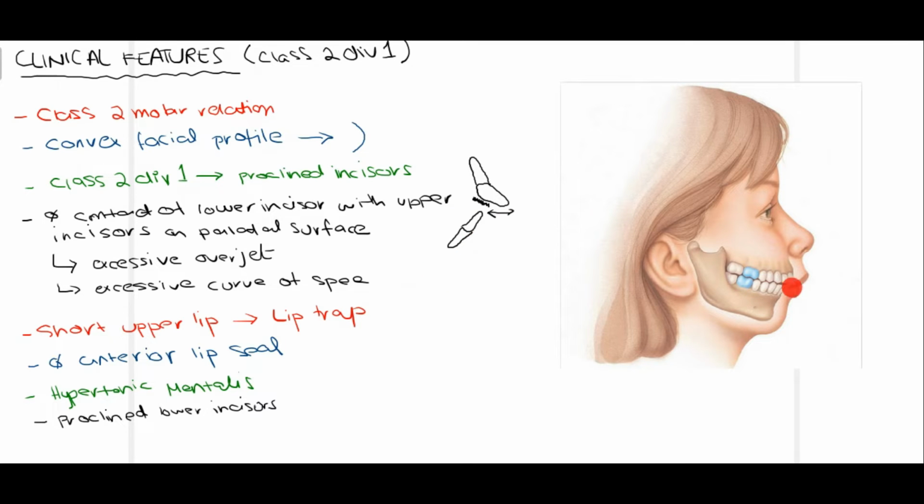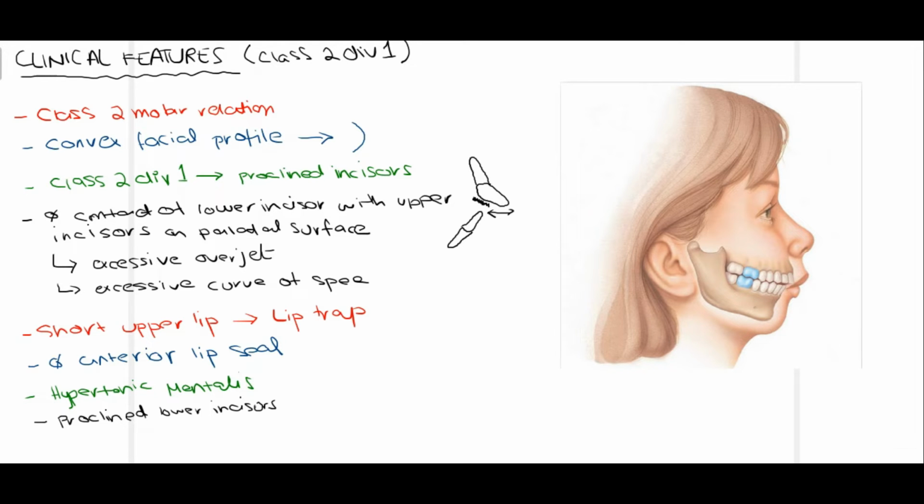Now since these incisors are proclined, there is shortened upper lip. And next, because there is increased overjet, there is space present between the upper and lower incisors. Now, in most of the cases, between this space, the lower lip comes. So this leads to a phenomenon known as lip trap, because the lower lip has been trapped between the upper and lower incisors. And in some cases we can also see hypertonic mentalis muscle, which is this muscle, and in few cases the lower incisors can also be proclined.